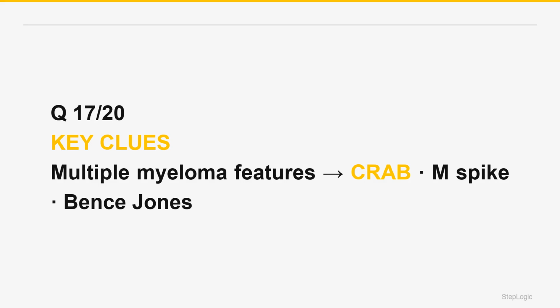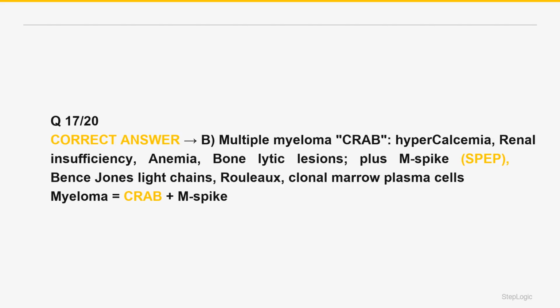This revisits multiple myeloma from the diagnostic features angle. Myeloma is a malignant proliferation of clonal plasma cells in the bone marrow producing a monoclonal immunoglobulin. The end organ damage is summarized by CRAB: hypercalcemia from bone resorption, confusion, constipation, stones; renal insufficiency, light chain cast nephropathy; anemia, marrow replacement, fatigue; and bone lytic lesions, punched out lesions, pathologic fractures, and back pain. Correct answer is B. The lab hallmarks confirm it.